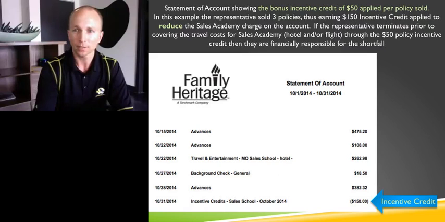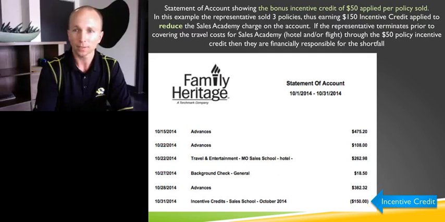And so the bonus incentive credits $50 straight to that corporate account for each policy sold, and there's no time frame to this. So in the example, this representative obviously sold 3 policies that made up this credit of $150. If you go to the left of the blue arrow in the bottom right-hand corner, it says incentive credit of $150. So $150 was taken off of that charge for Sales Academy.